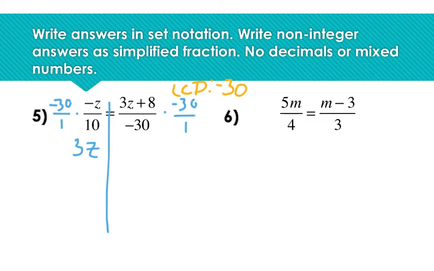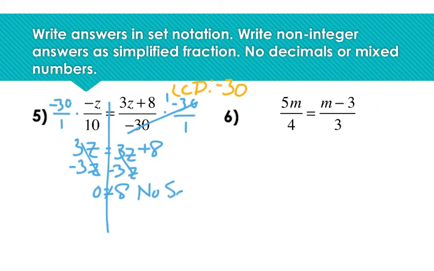Next, we have (3z plus 8) divided by negative 30 times negative 30. So those simplify to 1 because we're multiplying and dividing by the same thing. So 1 times 3z plus 8 is 3z plus 8. Now subtract 3z from both sides to get the z's on the same side, and we get 0 equals 8. But this is a false statement. This is not true. 0 does not equal 8. So this is no solution. It means there's no solution to our equation.